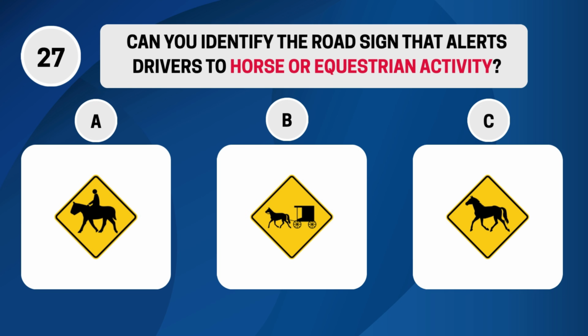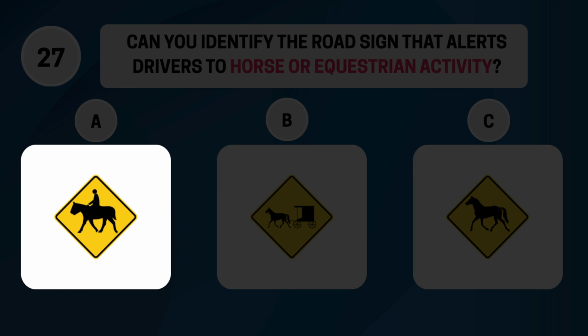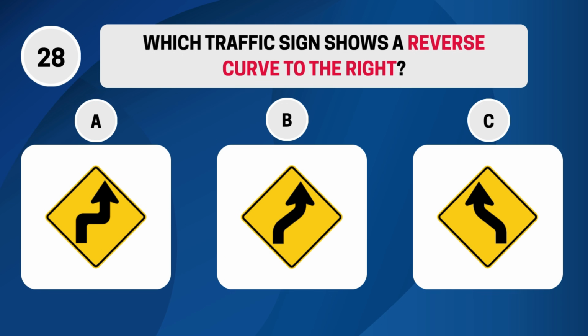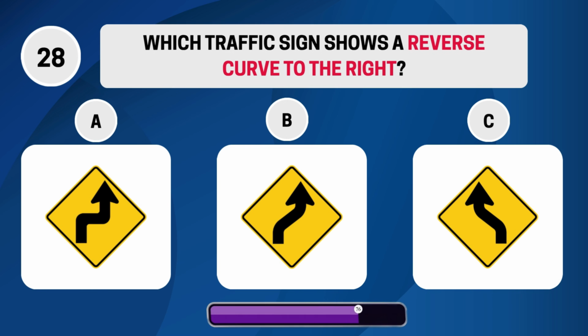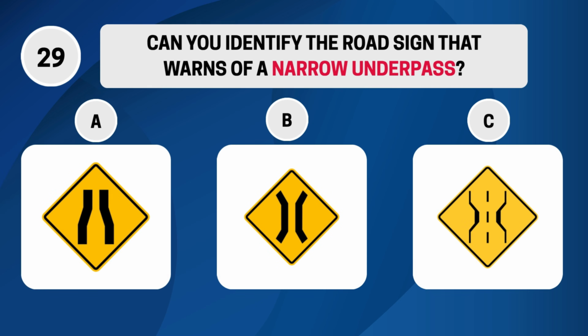Can you identify the road sign that alerts drivers to horse or equestrian activity? Which traffic sign shows a reverse curve to the right? Can you identify the road sign that warns of a narrow underpass?